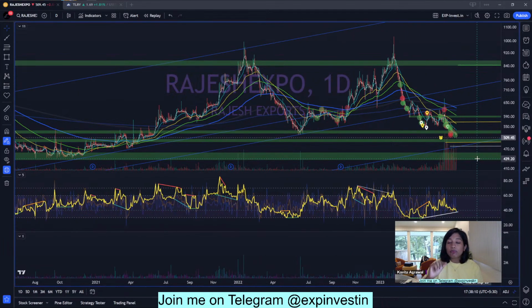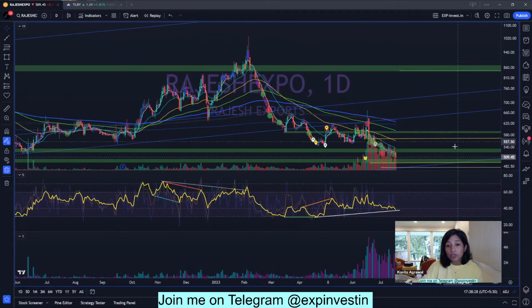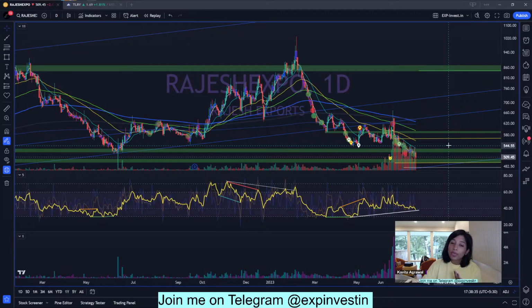Okay, so if you go forward with creating your positions in Rajesh Expo, firstly, don't expose more than 3% of your capital to the stock. Second, if you do make a position, allocate your capital slowly and over time. If you are risk averse, then wait for the stock to go above and confirm above the level of 545 before you buy the stock. But if you can afford to take risk, then start accumulating maximum 3% of your capital over time.